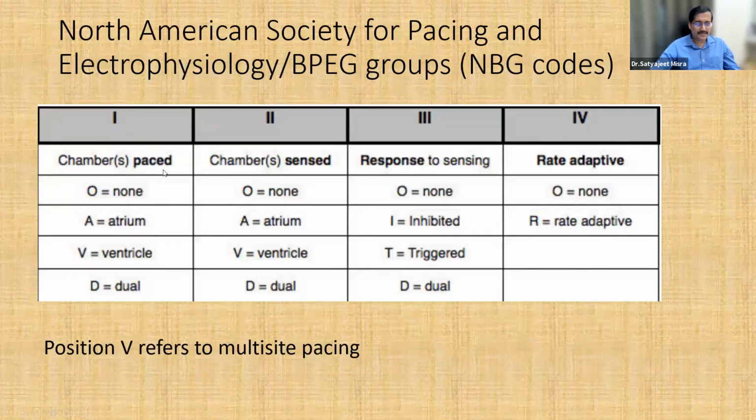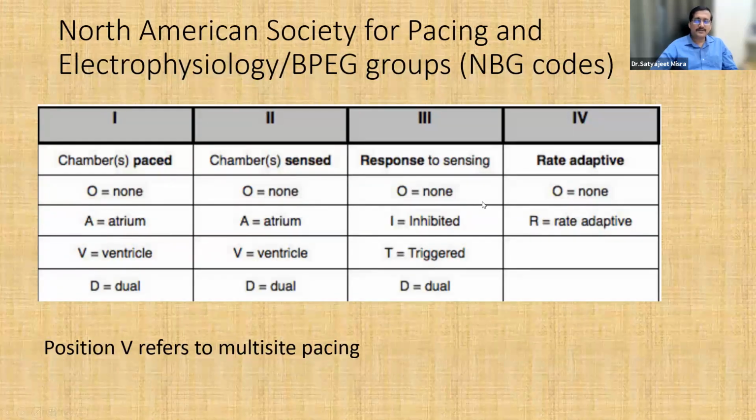The first position is the chamber paced. O means there is no chamber being paced. A means the atrium is being paced. V means the ventricle is paced. And D means both the atria and the ventricle are paced. For the chamber sensed, again, O means no chamber is sensed, A means the atria are sensed, V means the ventricle is sensed, and D means sensing of both the atria and the ventricle.